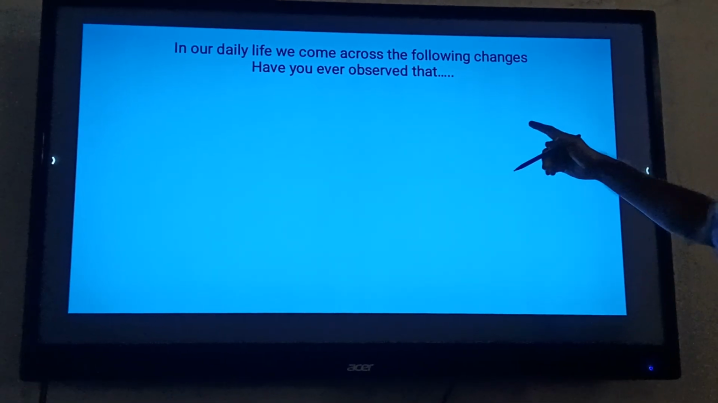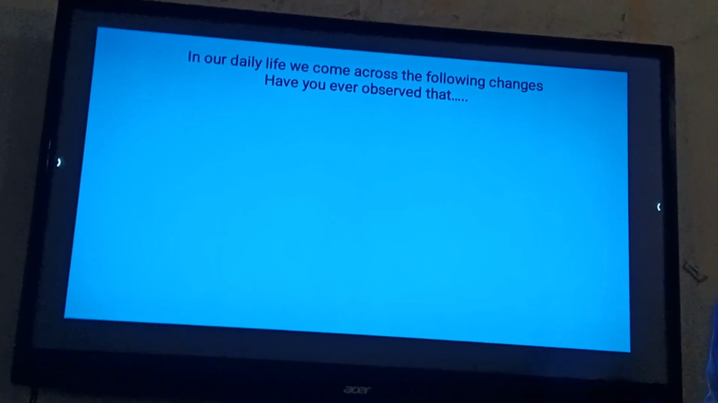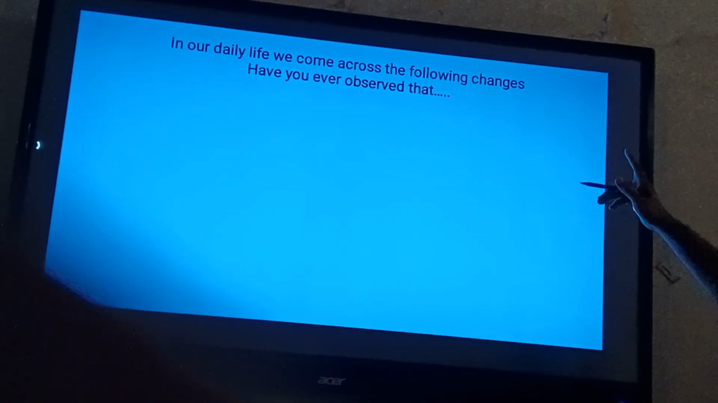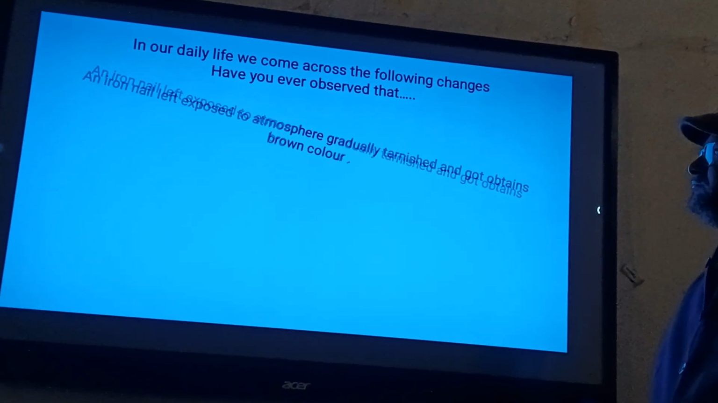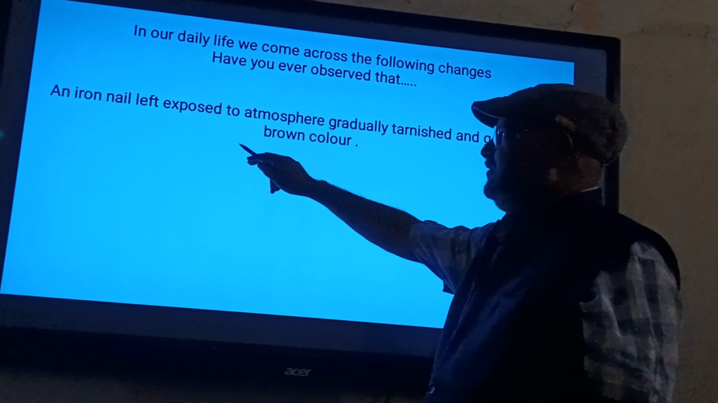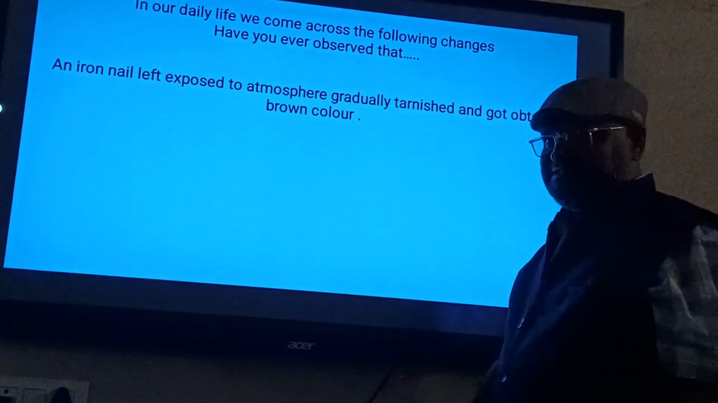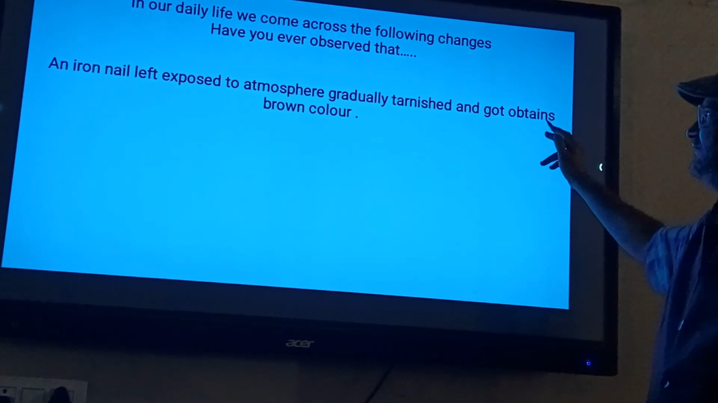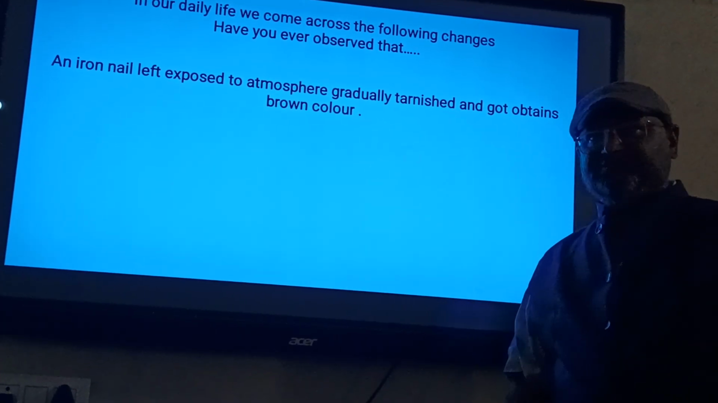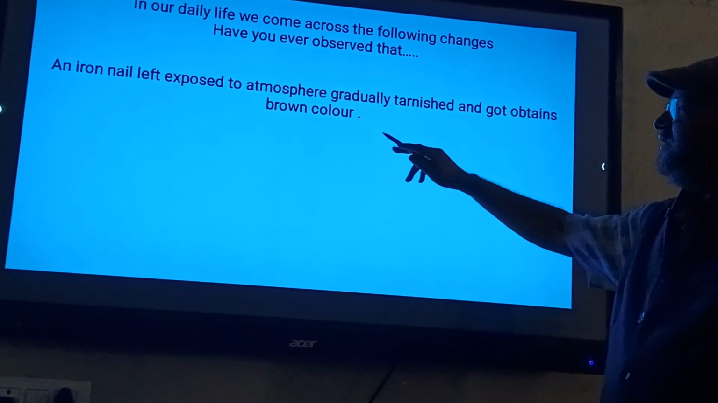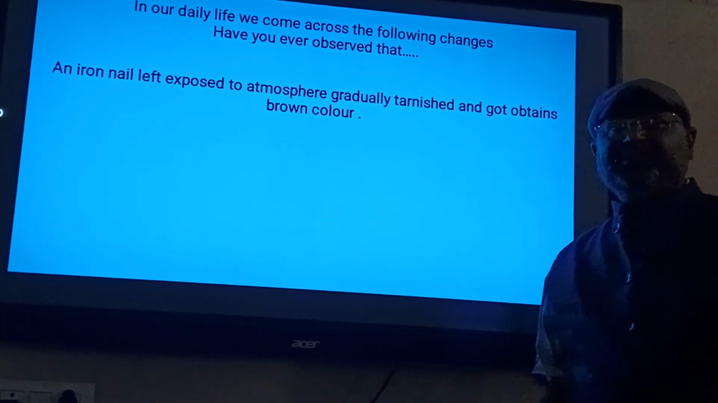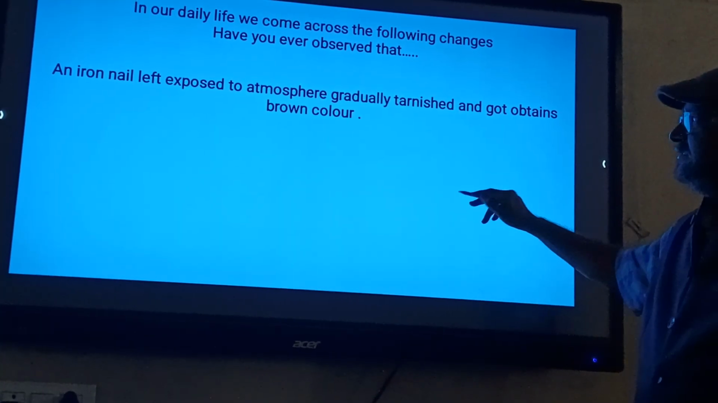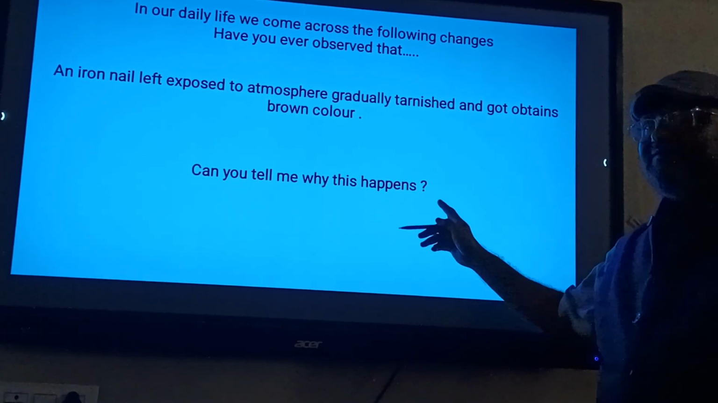In our daily life, we come across the following changes. Have you ever observed that an iron nail which is exposed to atmosphere gradually tarnishes and obtains brown color? If you take an iron nail, it is exposed to atmosphere, gradually tarnishes and turns brown in color. Can you tell me why this happens?